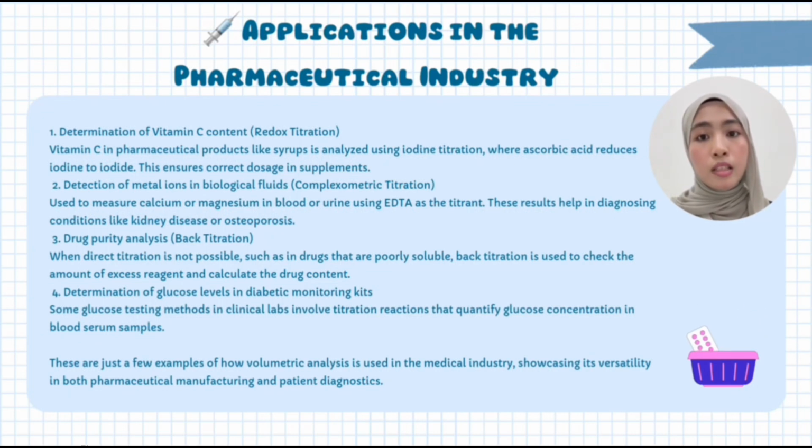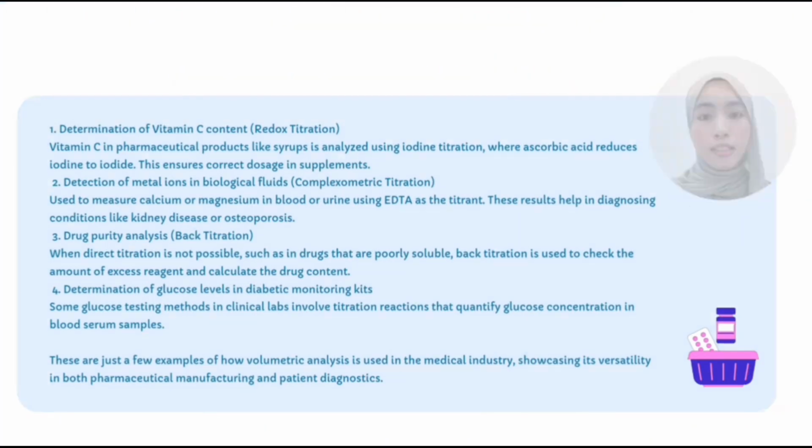Lastly, the determination of glucose levels in diabetic test kits. Some clinical methods involve titration reactions to measure glucose concentration in blood serum samples. So, those were just a few examples of how volumetric analysis is used in the pharmaceutical field, showing its importance in both drug manufacturing and clinical diagnostics.